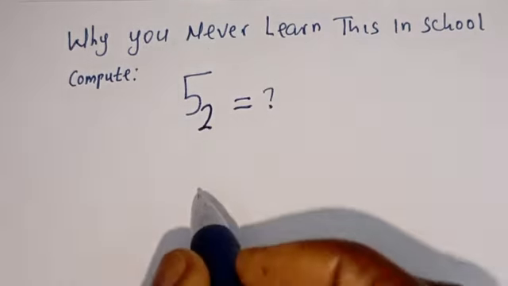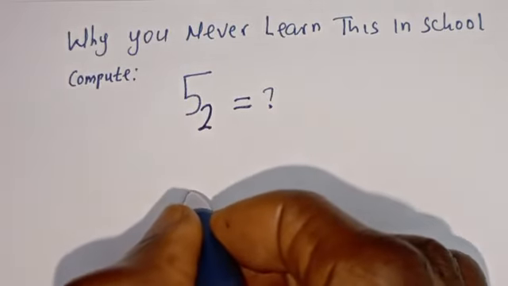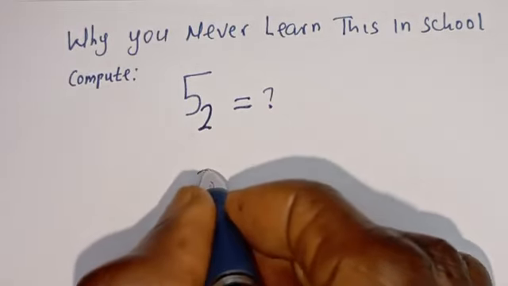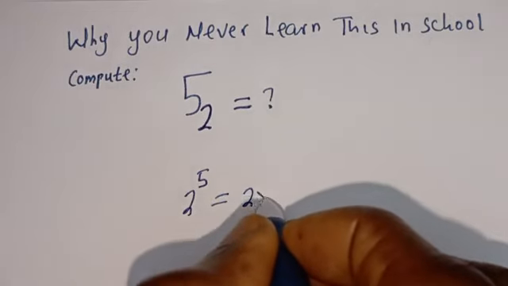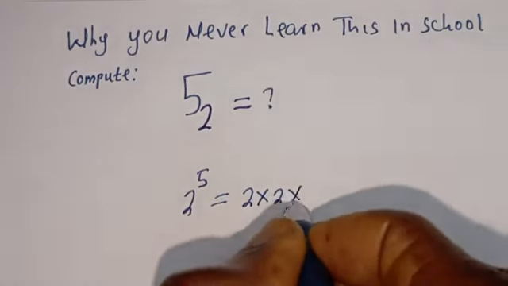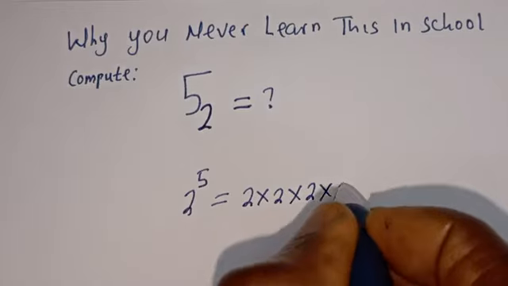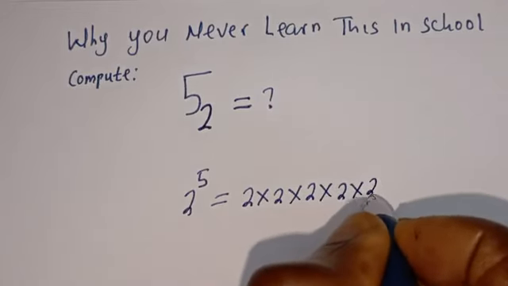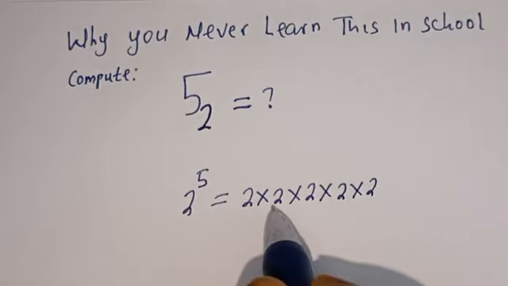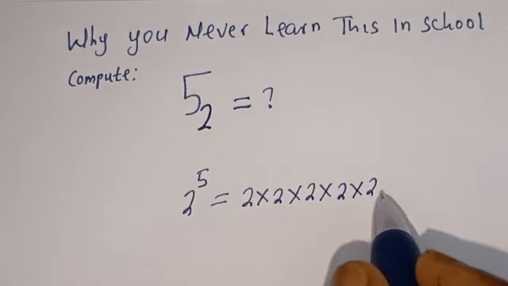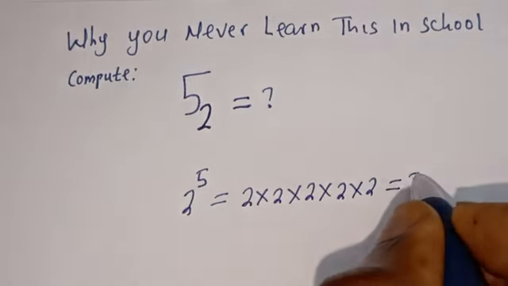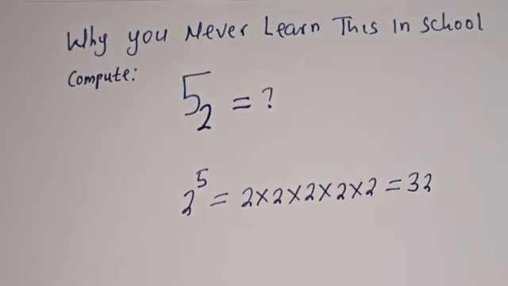Take for instance, if you have 2 to the power of 5, this is equal to 2 multiplied by 2 multiplied by 2 multiplied by 2 multiplied by 2, and this is 2 times 2 is 4, times 2 is 8, times 2 is 16, times 2 is 32. This is equal to 32.